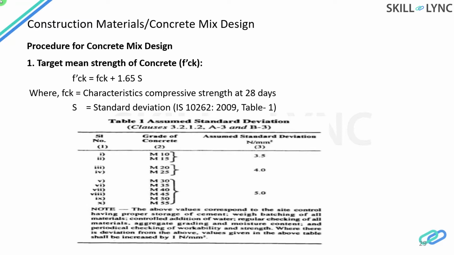All these above values correspond to the site control having proper storage of cement, weight batching of all materials, controlled addition of water, regular checking of all materials, aggregate grading, and moisture content. If it is not periodically checked for workability and strength, the value shall be increased by 1 Newton per mm square. Or if all the conditions are up to the standards, then the same values can be considered. So with this formula, we will calculate the target mean strength of concrete.